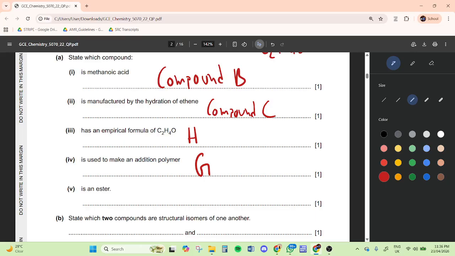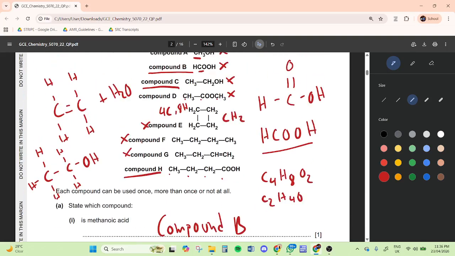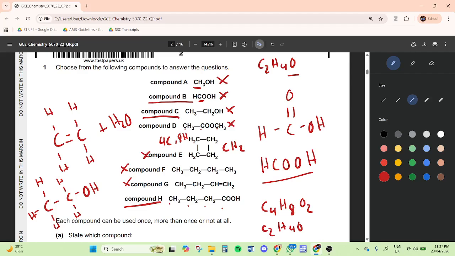Now we're looking for an ester. So we're looking for that ester bond. So the ester bond, if we take a look at our compounds, there's only one of them that seems to have it, which is this COO. It's going to be compound D.